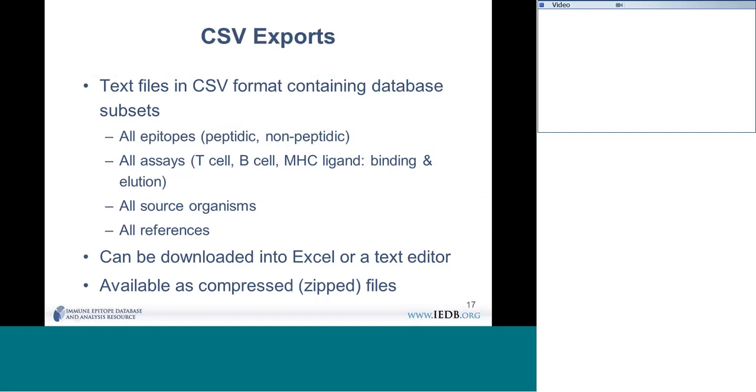So the CSV file contains subsets of the database. It's broken down into the epitopes, the peptide and the non-peptidic epitopes. The assays are broken down into three types, T-cell, B-cell, and MHC ligand. The latter one includes both binding and MHC elution. We have source organisms as a subset and references. And these are downloaded into Excel or a text editor, and they come as compressed files.